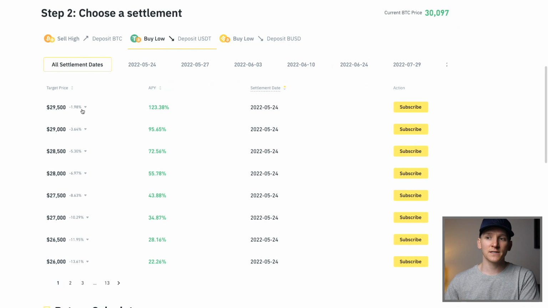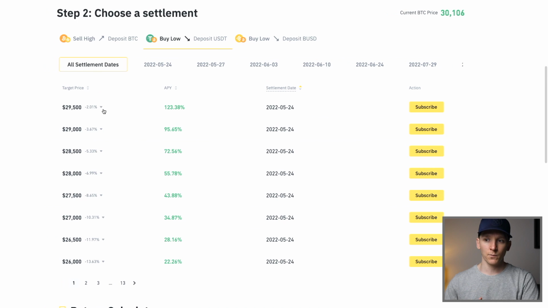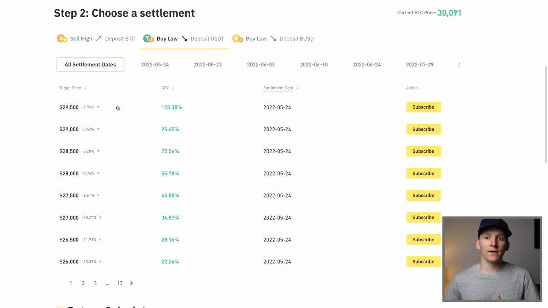Now, what you can see, obviously, is that the target prices are lower than the current price. And this makes sense as well, because what you're doing is giving someone the option to sell you Bitcoin. So you're saying that, if the contract is executed, you are going to be buying BTC, but you always get the APY, but you may possibly not get the BTC. It depends on the settlement price and then what the price is in the market at that time.